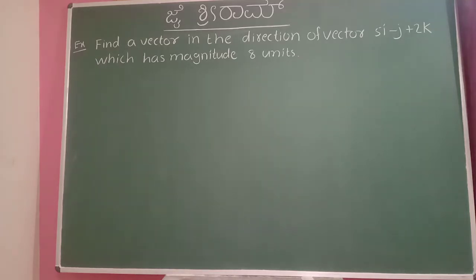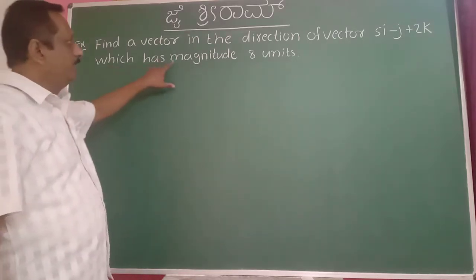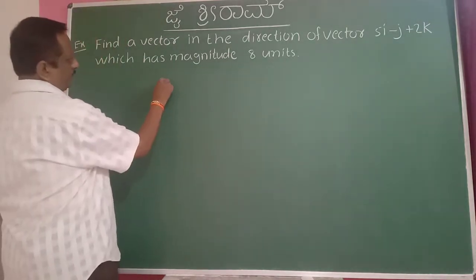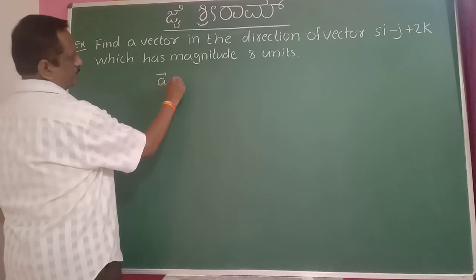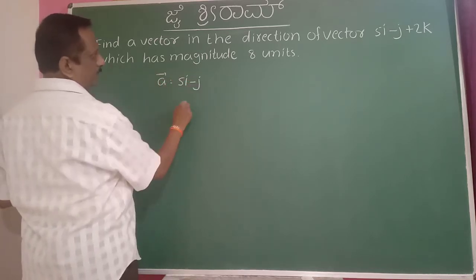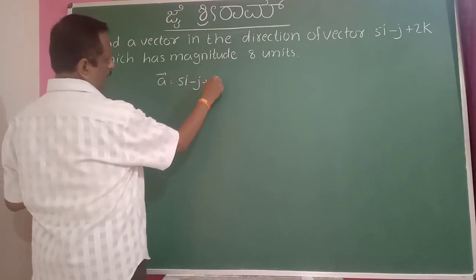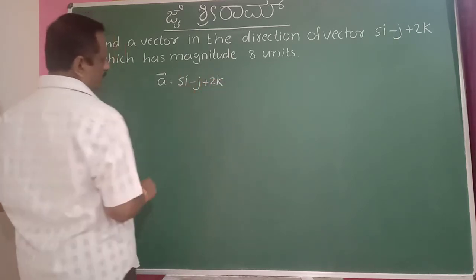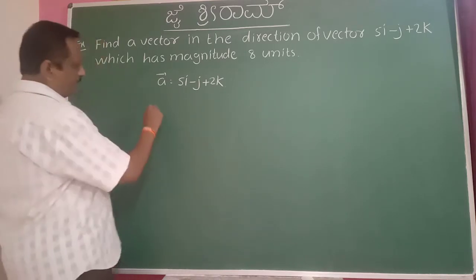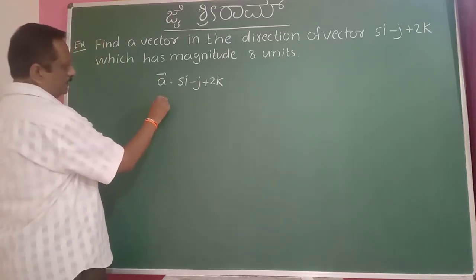Find a vector in the direction of the vector 5i minus j plus 2k, which has a magnitude of 8 units. Take the given vector as a bar, 5i minus j plus 2k. First find its unit vector, so find its modulus.